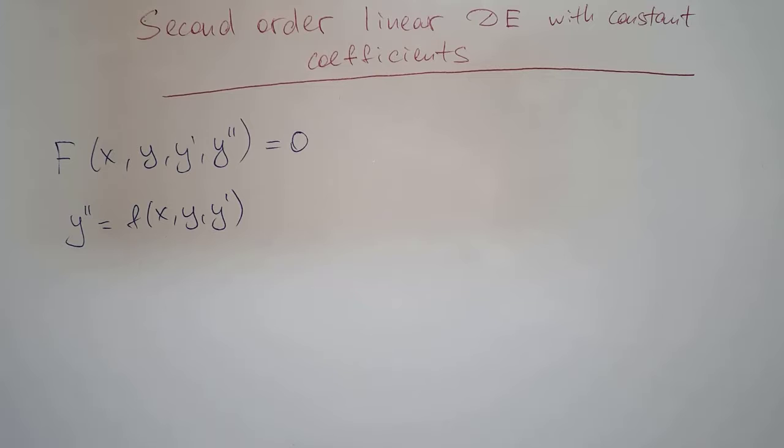Now, in special cases, the function f on the right side may contain only one or two variables. Such kind of equations we call incomplete equations, and it includes 5 different types.